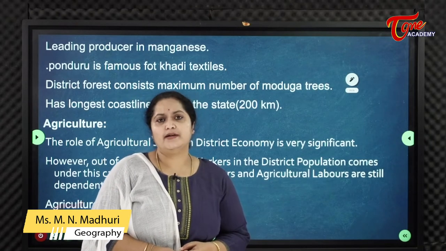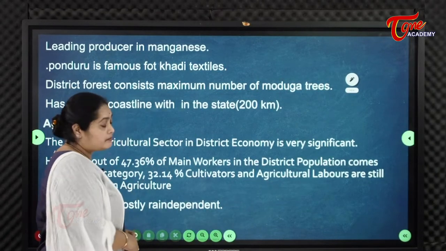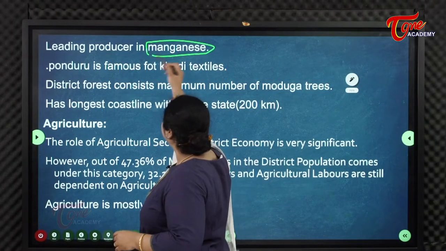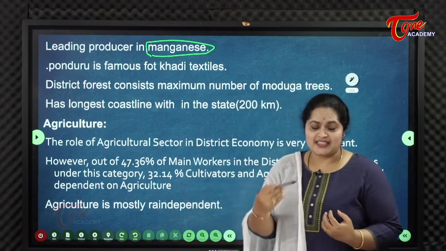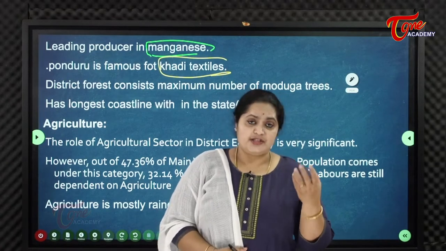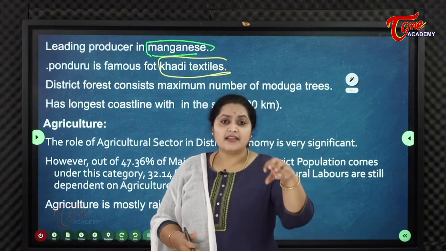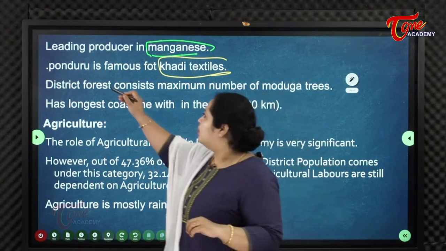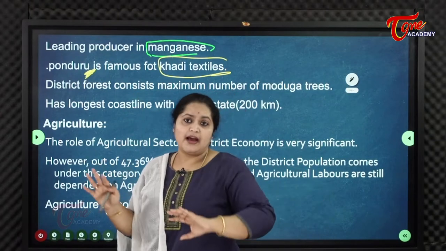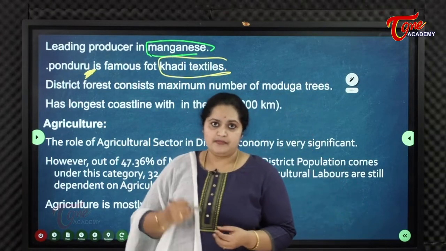What other natural resources does it possess? Srikakulam district is a leading producer in manganese production. Next, coming to textile industries, Ponduru is famous for khadi textiles or khadi garments. Even Indira Gandhi used to order her sarees only from Ponduru. She used to wear khadi cotton sarees from Ponduru of Srikakulam district only. This means there is high demand for Ponduru khadi garments because of their high quality.